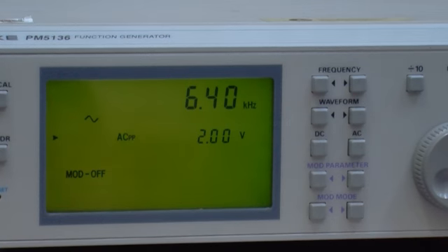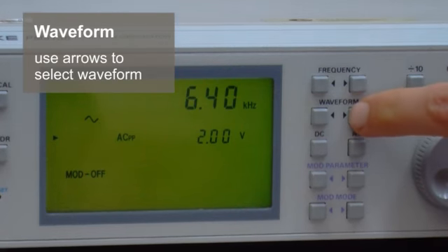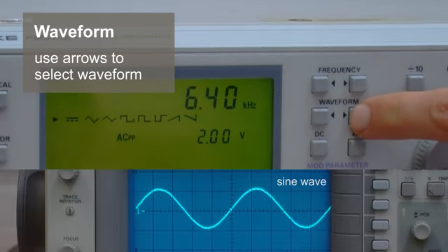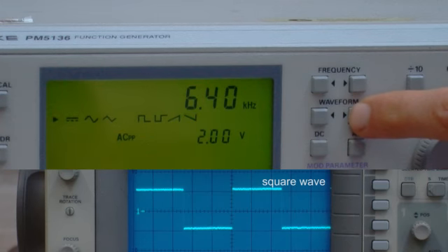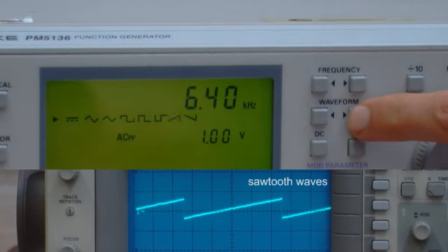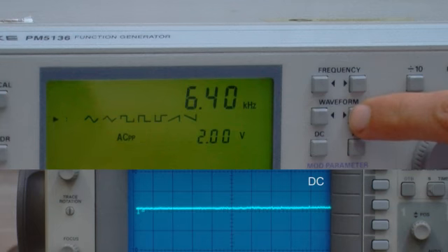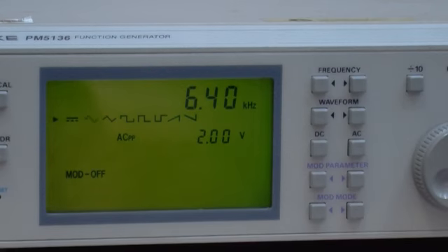The device can produce different types of AC waves. If we need to, we can change to different types of waves. We have a triangle wave, a square wave, we have two types of pulses, and then we have two types of sawtooth waves. And going back to the first one is DC only. And we'll leave this selected on the sine wave.